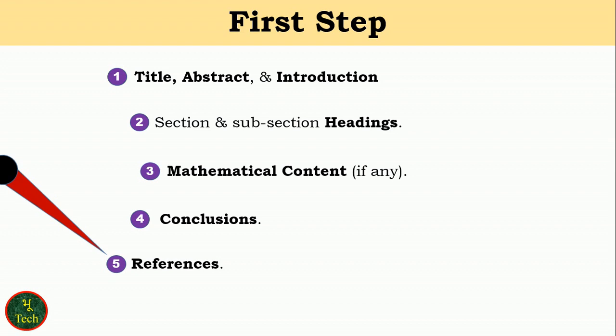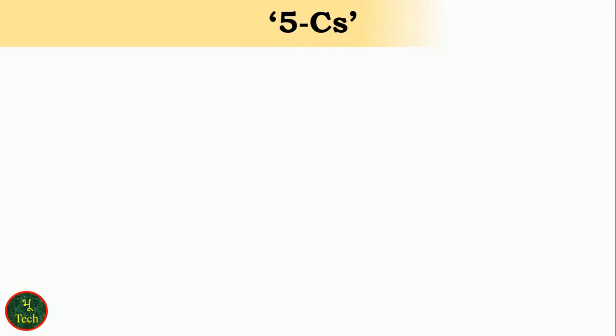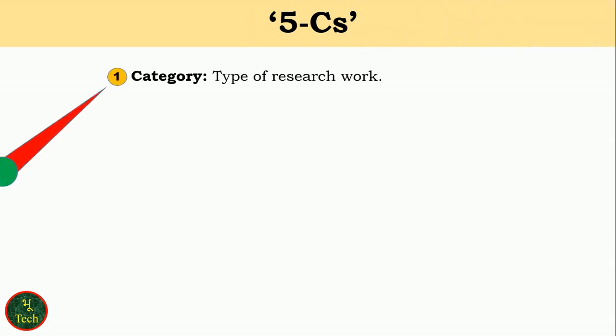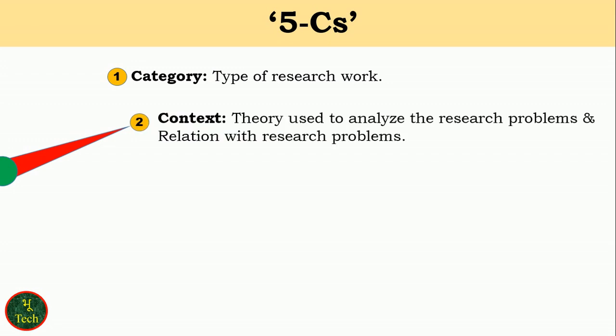At the end of this step, you will be able to answer the 5C concept. First C is for category. What type of paper is this? A measurement paper, an analysis of an existing system, a description of a research prototype. And second C is for context. Which other papers is it related to? Which theoretical bases were used to analyze the problem?